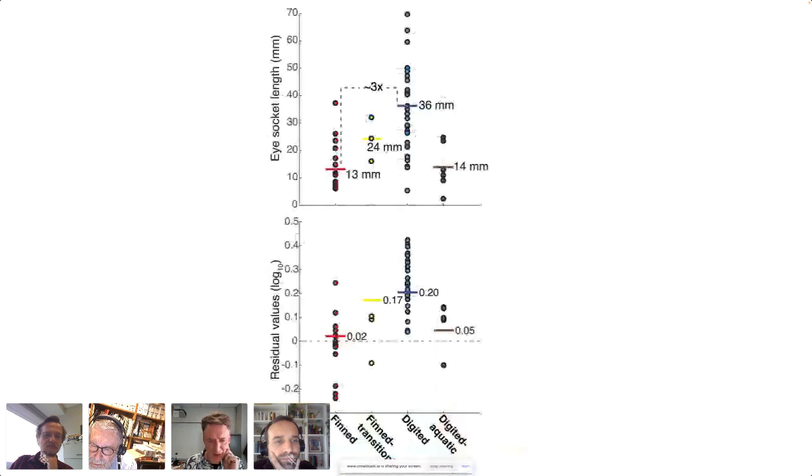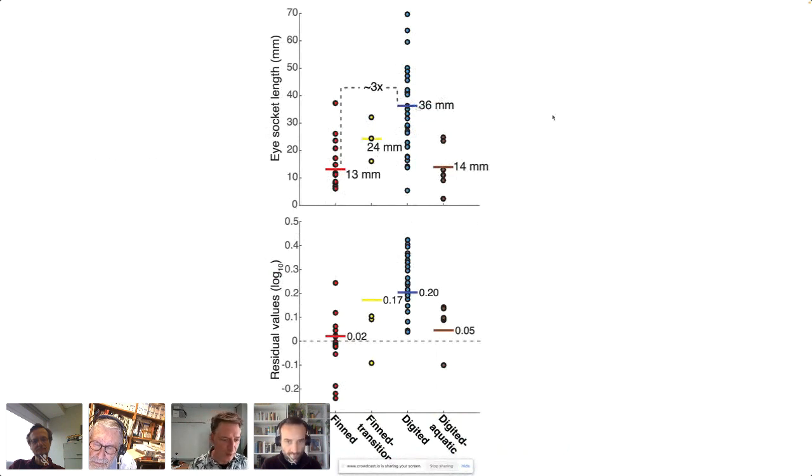Here's some of the actual eye socket length data. Our finned tetrapods were at 13, our transitional animals are at 24, and then the digited tetrapods, just narrowly bracketing the transition, go to triple the size of the finned tetrapods. And then the colostids are back down to basically not statistically significantly different from the starting pattern, even though they descended from terrestrial animals that presumably had something more like this pattern.